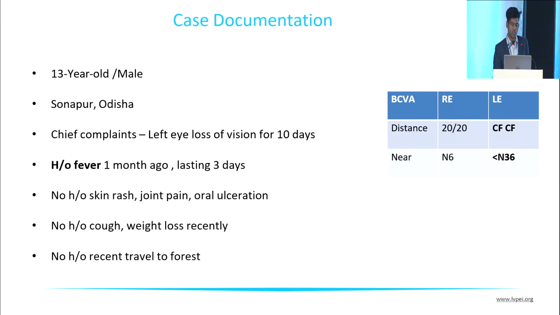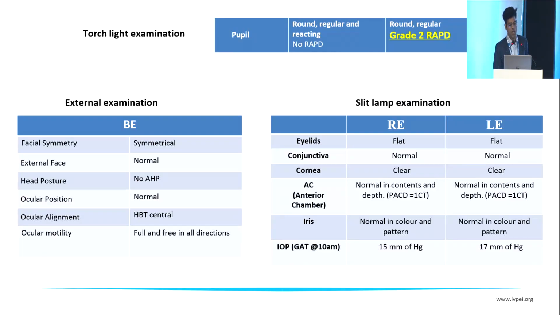However, there was no history of any skin rash, joint pain, oral ulceration, cough, recent weight loss or travel to forest. The right eye visual acuity was normal. However, left eye visual acuity for distance was counting fingers close to face and near visual acuity was less than N36. On torchlight examination, he had a grade 2 RAPD in the left eye.